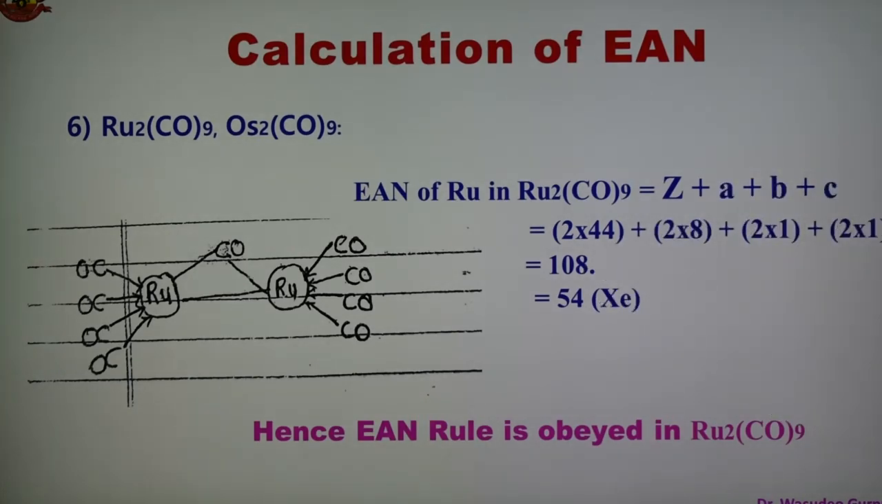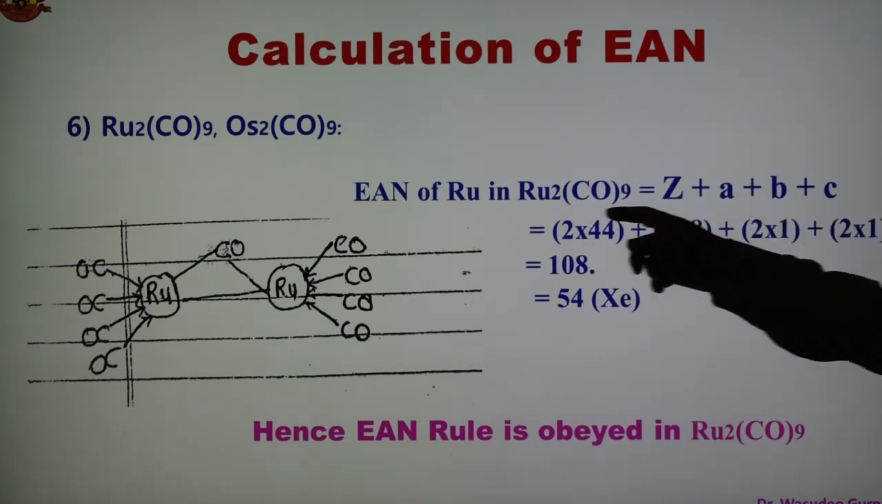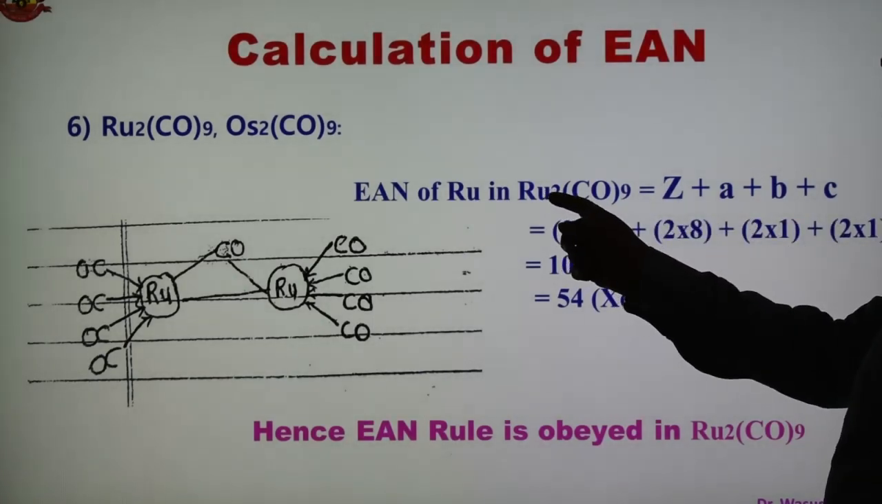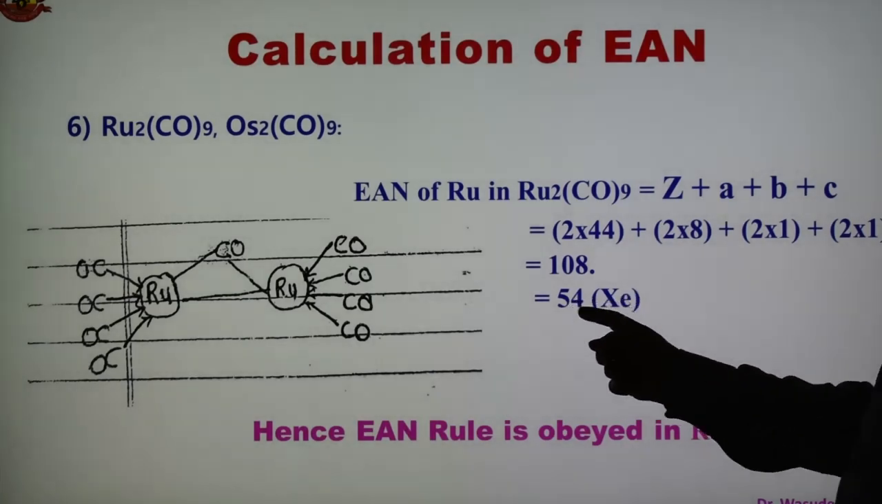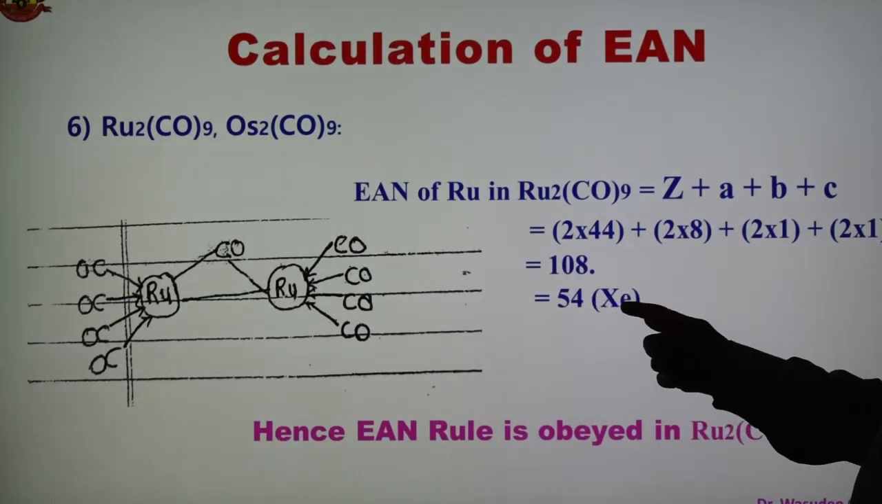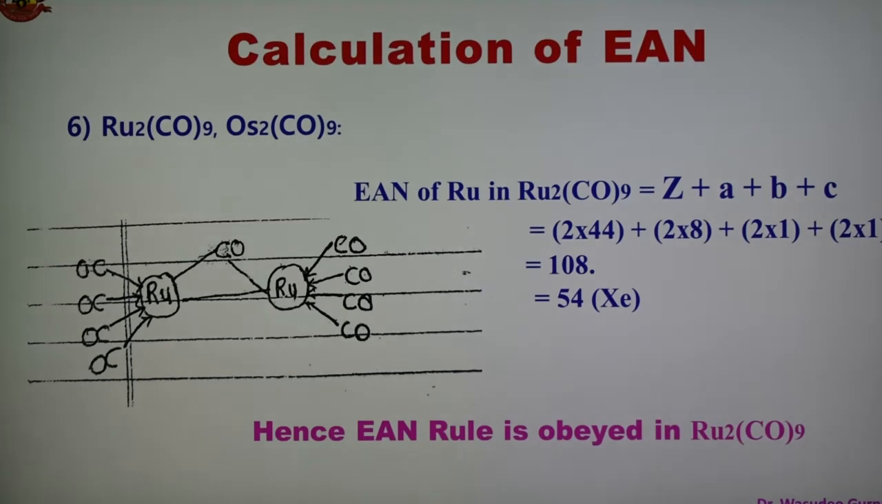And 108 we have to divide by 2 because 2 metals are there in the metal carbonyl, Ru2. So divided by 2, the answer is coming 54, and 54 is the atomic number of the next inert gas, which is xenon. Therefore the EAN rule is obeyed in Ru2(CO)9. So this is another example, and this metal carbonyl also obeys the EAN rule.